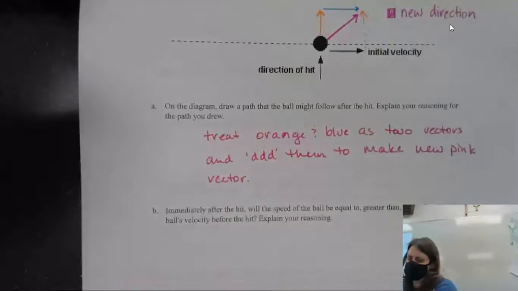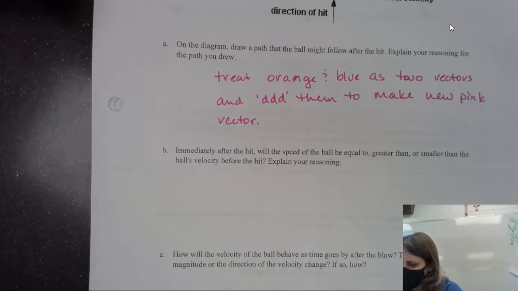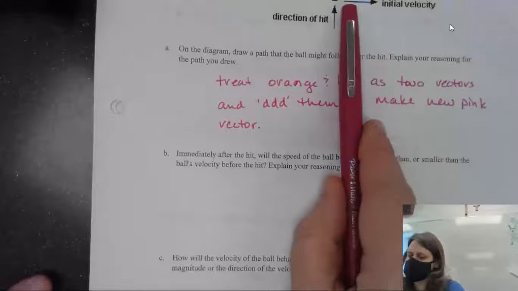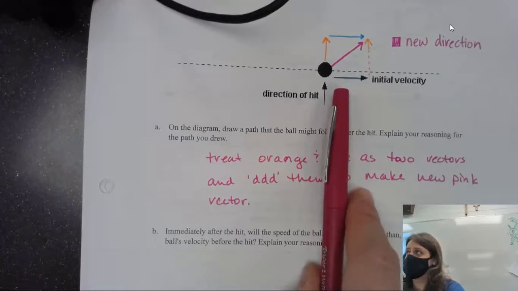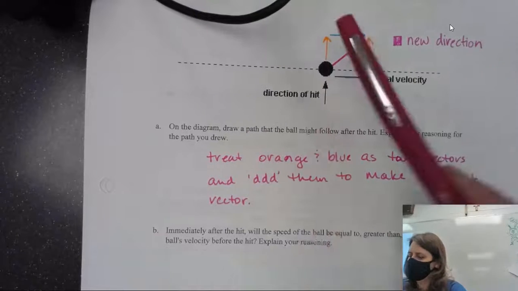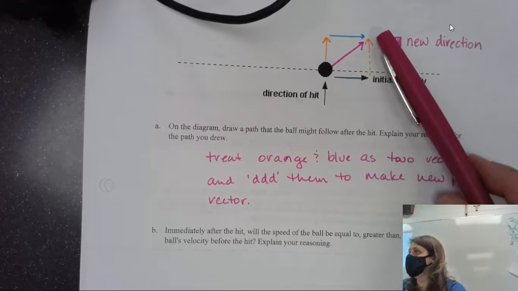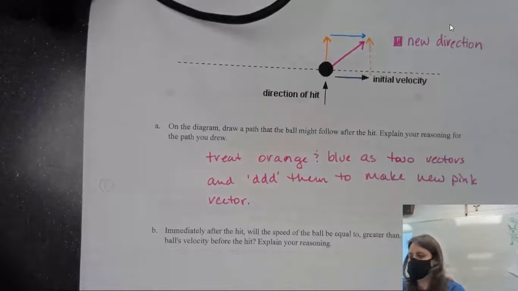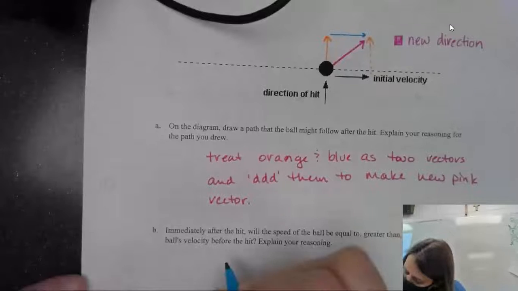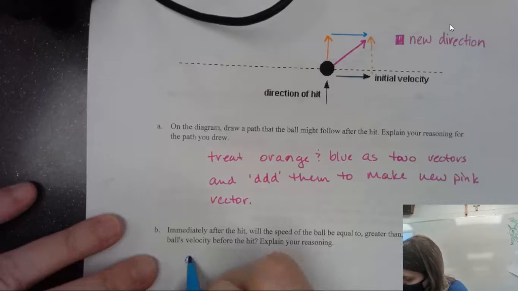Next question. Immediately after the hit, will the speed of the ball be equal to, greater than, or smaller than the ball's velocity before the hit? And explain your reasoning. Well, if we have an object that's traveling in the direction and magnitude of the blue arrow, and then we hit it with this orange arrow, what we're going to end up with is not just the direction, but also the magnitude of the pink arrow. So it's going to add a little bit of velocity, but it's not going to be as much as doubling it. You would have to do some trig to figure that out. So it says, will it be equal to, greater than, or smaller than the velocity before? And I'm going to say it will be greater than.